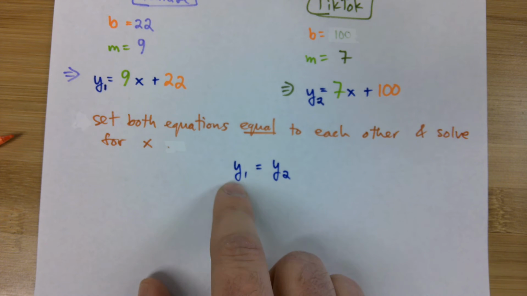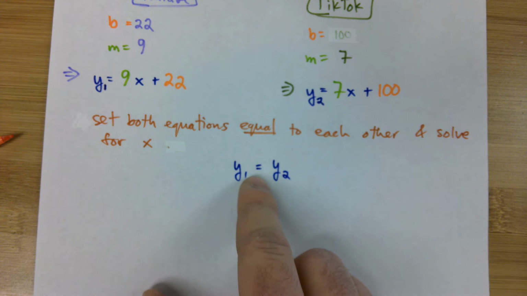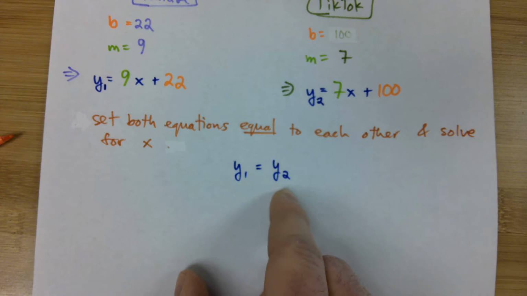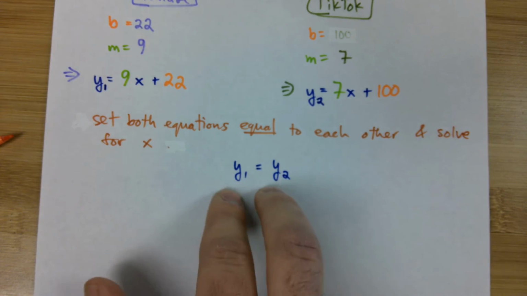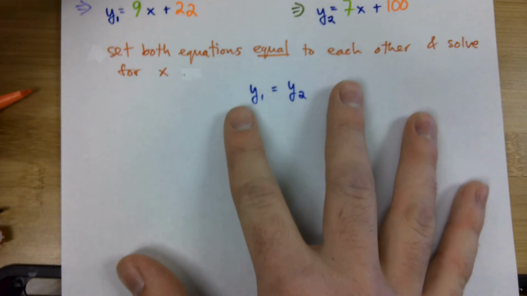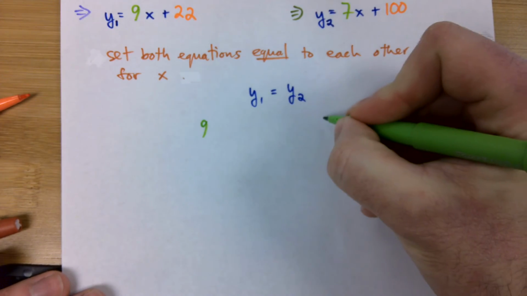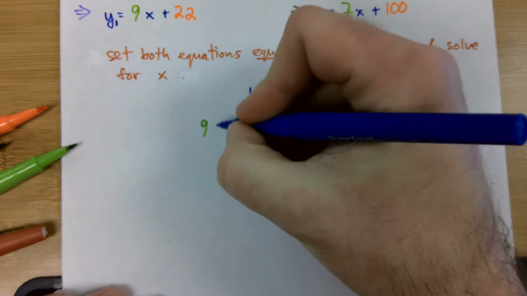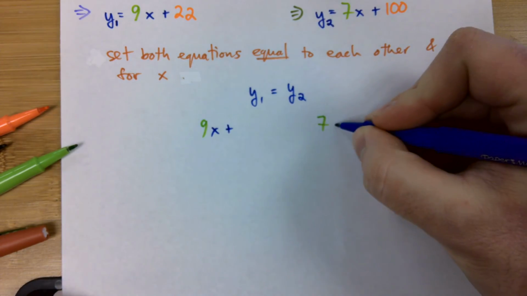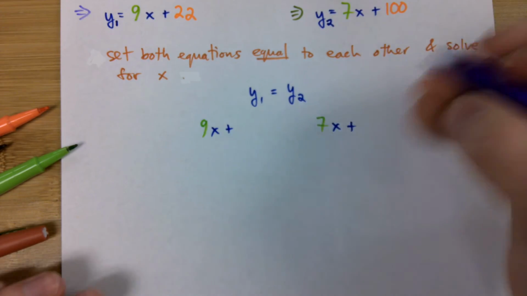So we're trying to find when the views of the YouTube video are equal to the views of the TikTok. That's why we're setting these equal to each other. And then we just plug in both equations. 9x plus 22 equals 7x plus 100.